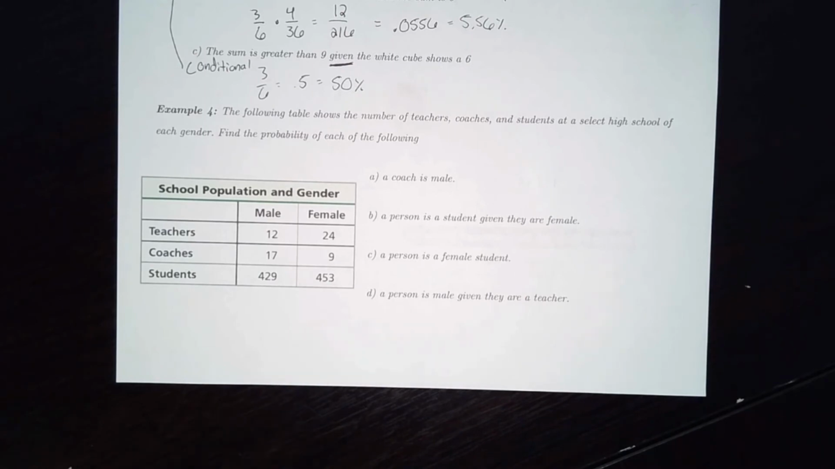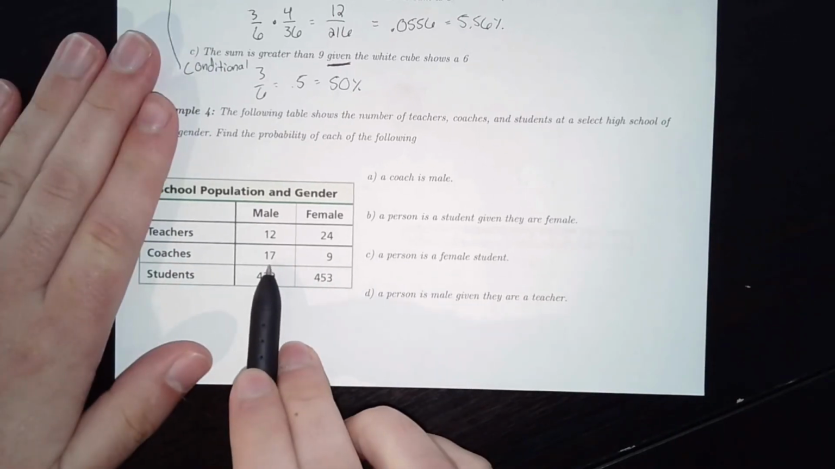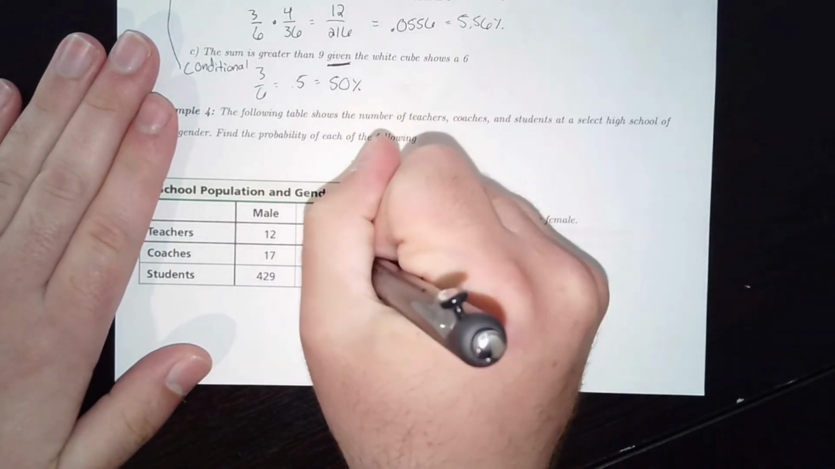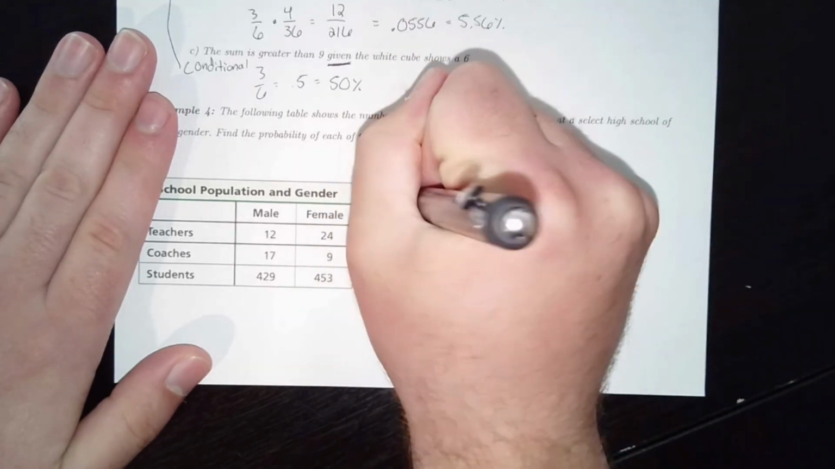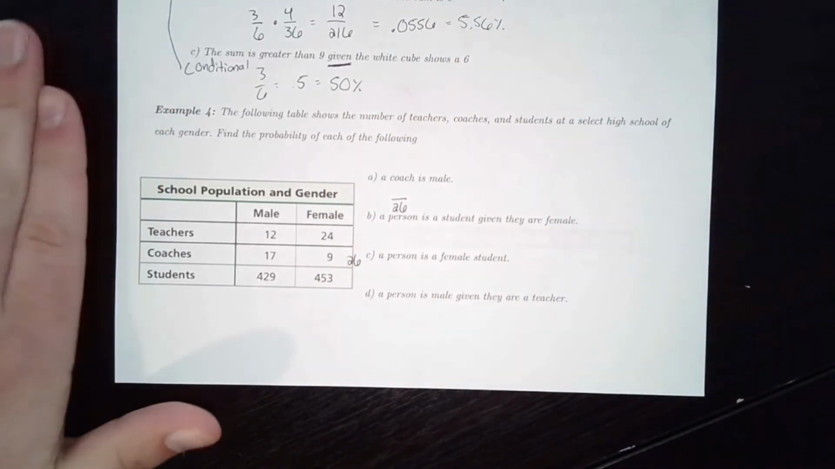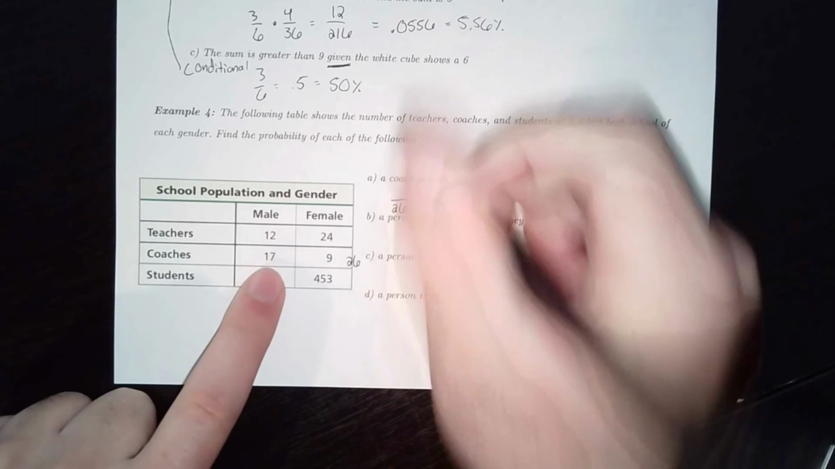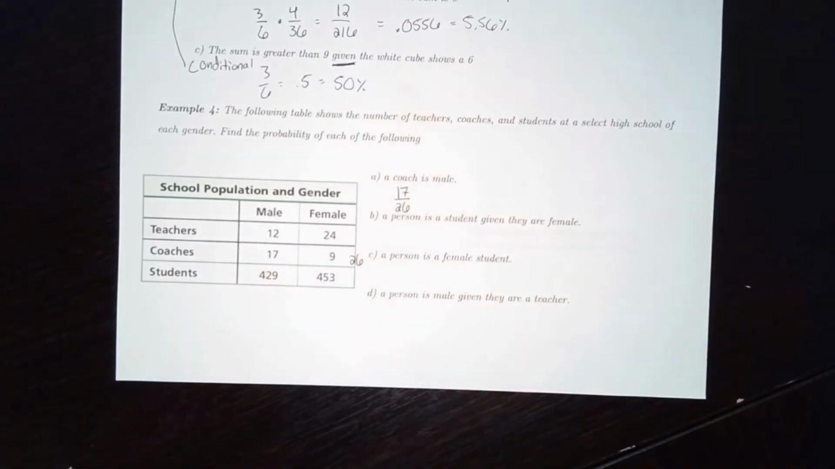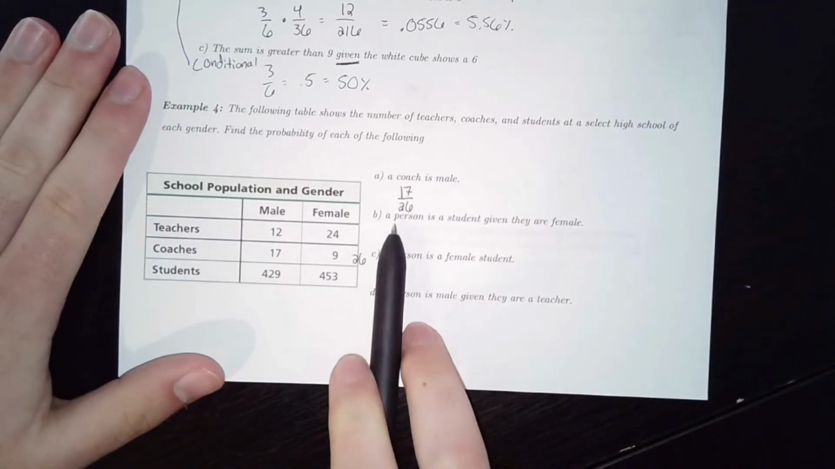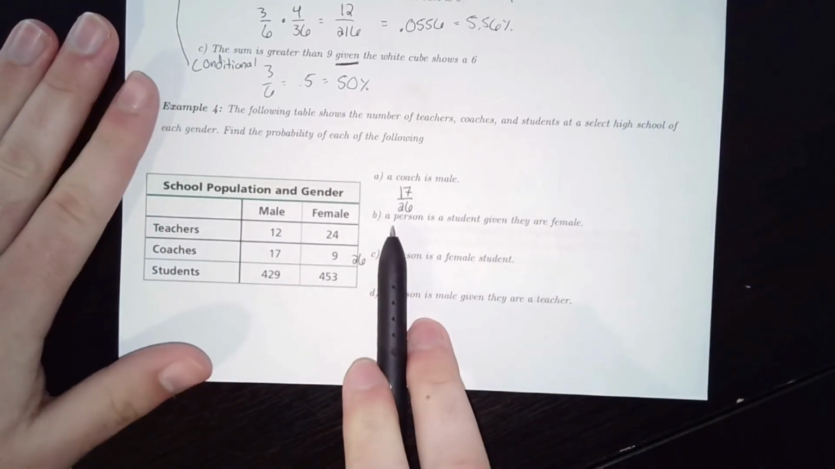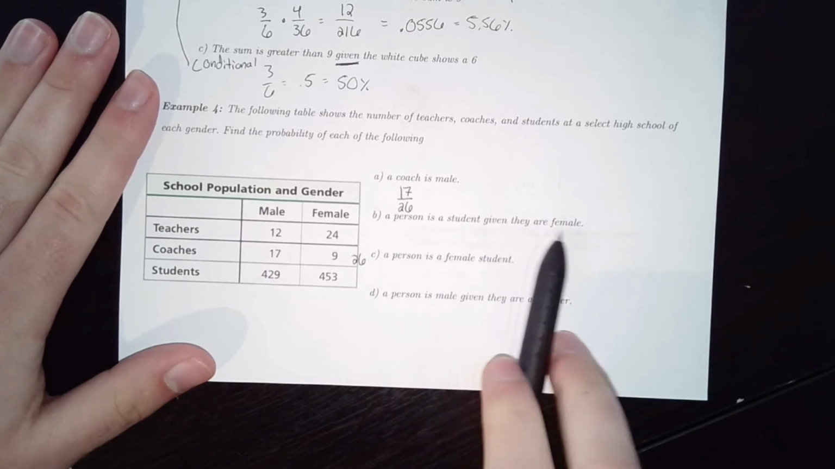So my total is out of all the coaches, so I need to add those together. Well, 17 and 9, that gives me a total of 26. At the bottom here, I get 26. Okay, and my males, there's 17 of them. So my answer would be 17 over 26. And you can just leave it like that. You can go to the decimals if you want, but for the sake of time, I'm just going to move forward. Okay. Next, I have a person is a student given that they are female.